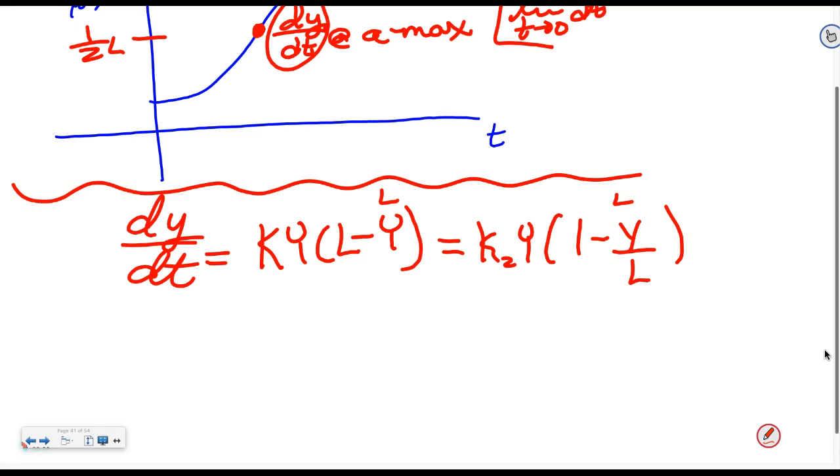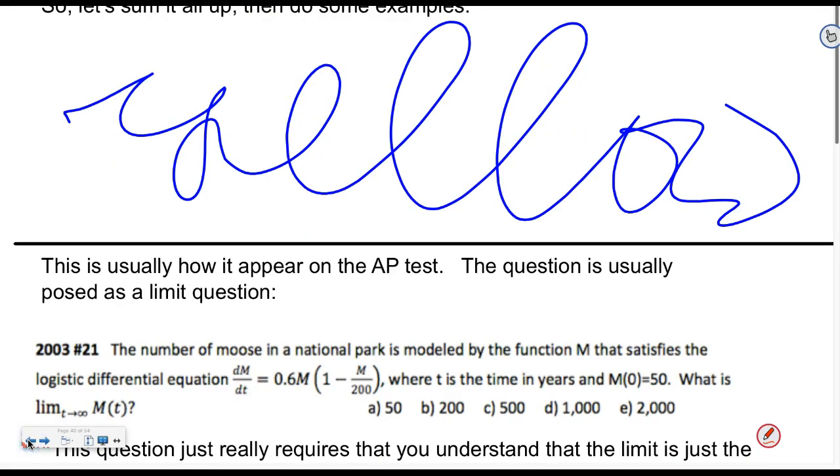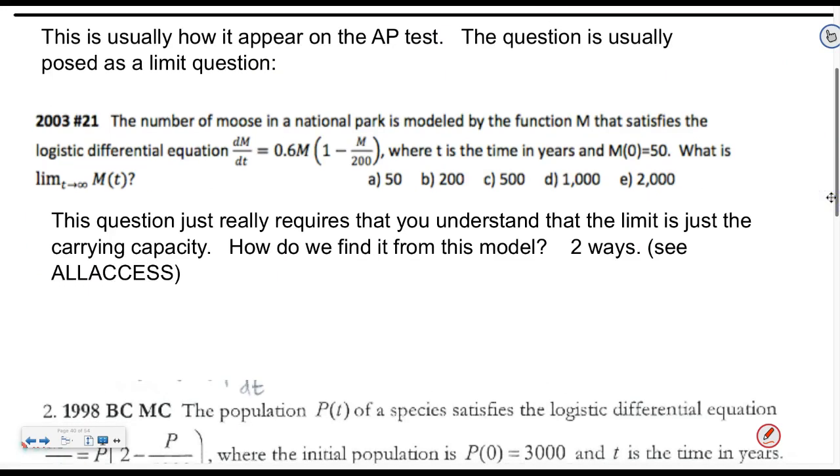If you're totally confused by that, I'm going to throw up an example really quick from your notes. There's a multiple choice one that I'm going to tell you right now because I get the models and what it's asking. So in 2003, this was their number 21, didn't have great statistics, not because the math is hard, but because kids didn't understand the model or the notation. So this is moose in a national park, and this is the rate of growth of the moose, and then it says find this. What are they telling you to find? Carrying capacity. I wouldn't mess with the model. I would just say it occurs when the rate of change is 0.